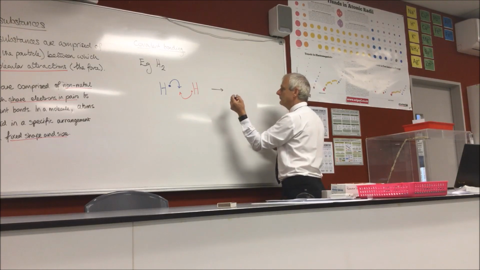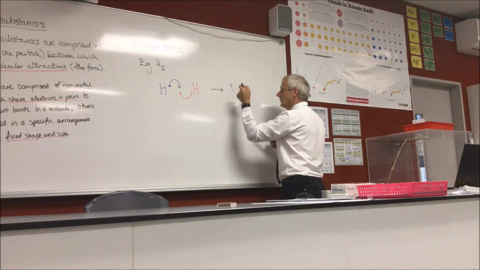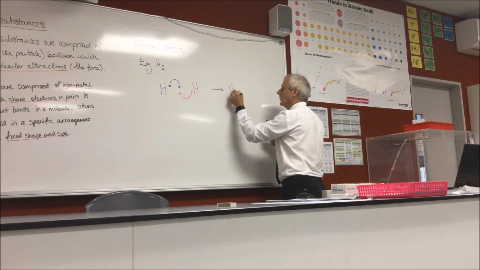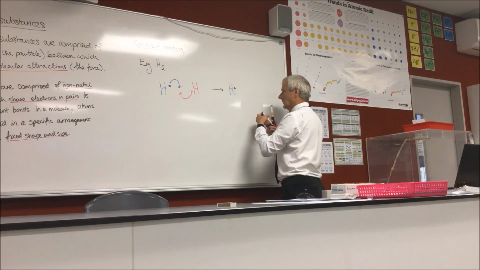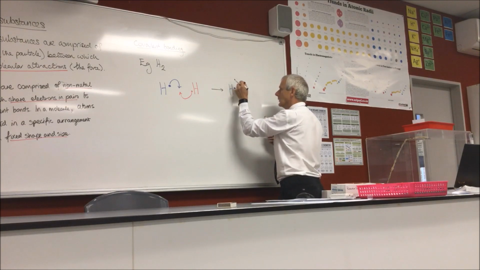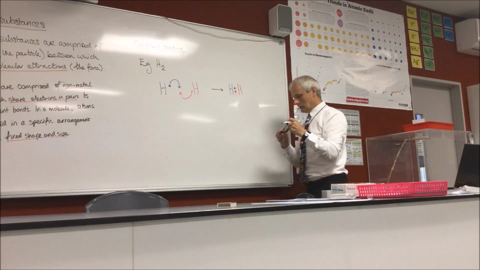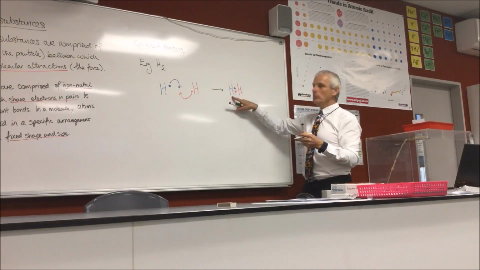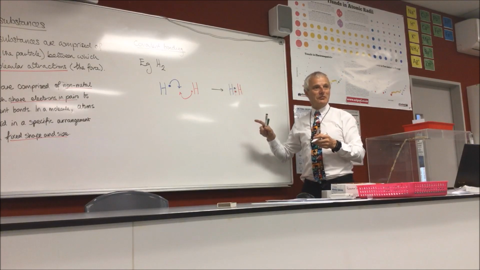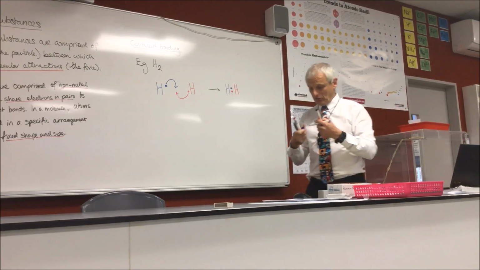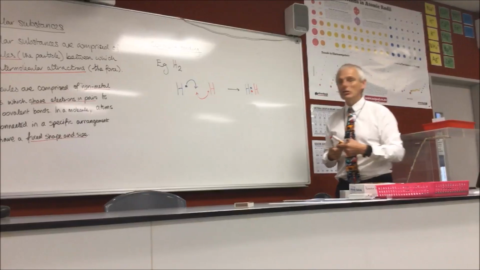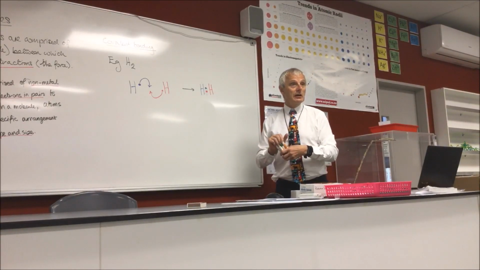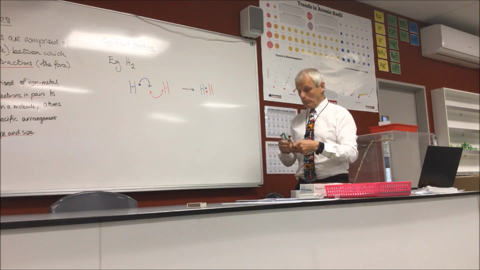I'm using my colours again, too many of them probably. That. And if you look at each H atom, they now have two electrons. They're sharing them, but that doesn't matter as far as the hydrogen atoms are concerned. They've got filled levels, and that gives them that extra stability. And that's the way a covalent bond works.